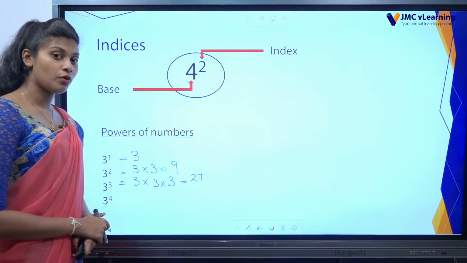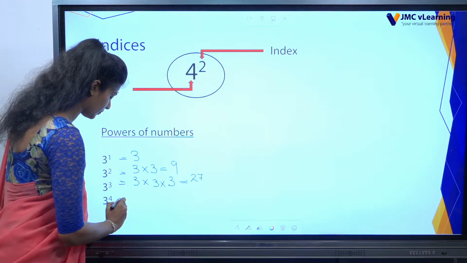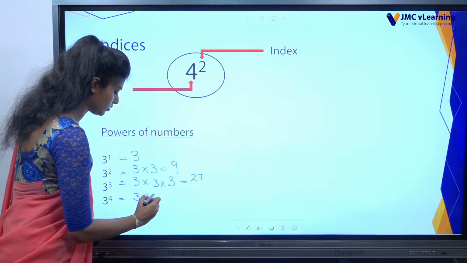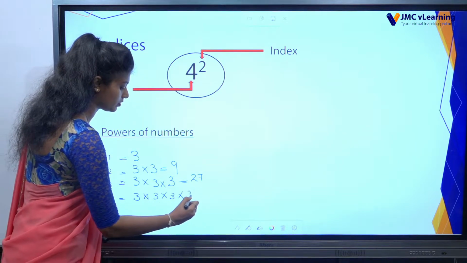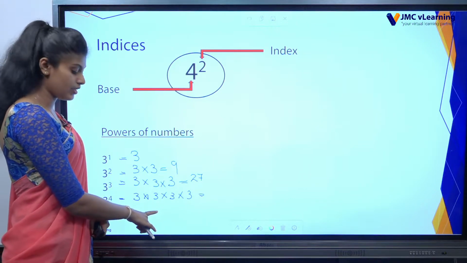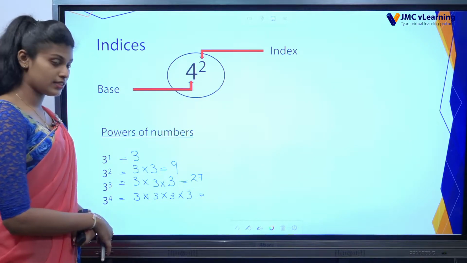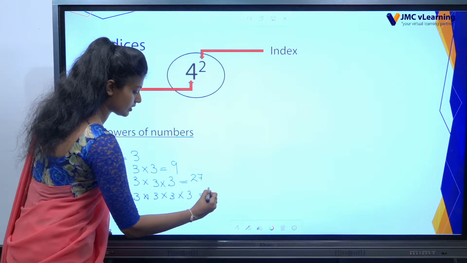Then 3 to the power 4 means this 3 you have to multiply 4 times. 3 into 3 into 3 into 3. What is the answer? 3 into 3 is 9. 9 into 3 is 27. 27 into 3, what is the answer? It is 81.